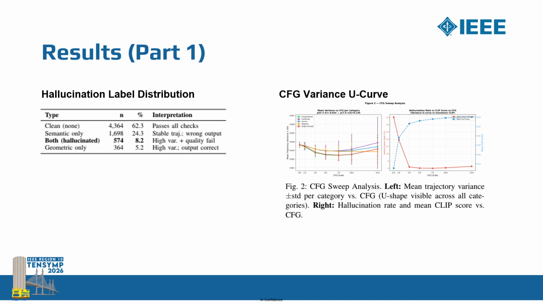Now, the central finding of this paper, the CFG U-curve. On the left, you can see mean trajectory variance against CFG scale. It drops sharply, bottoms out right around CFG 7.5 and then climbs back up towards CFG 15. On the right, hallucination rate follows that exact same U-shape, while CLIP score just rises monotonically the whole time and never comes back. These two signals are capturing fundamentally different things about generation quality, and the gap is what the rest of this talk is about.